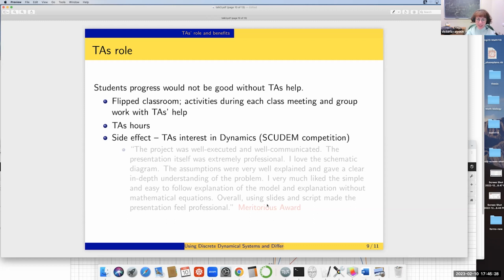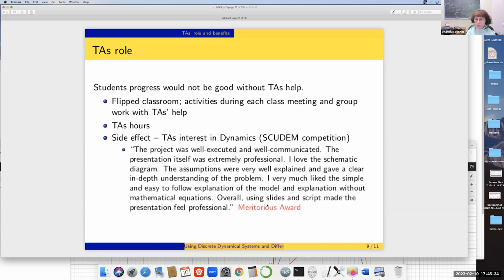So as a side effect, one of my TAs in the Calc 2 course took part in the SCUDEM competition, also organized by Brian. And they even won a meritorious award. So it was a lot of fun to apply some ideas from the course to the construction of differential equations for the SCUDEM competition.